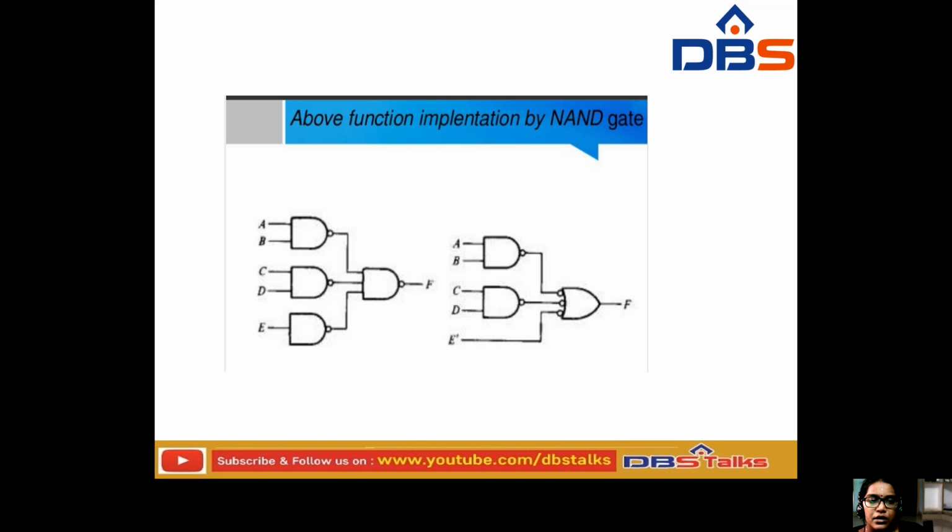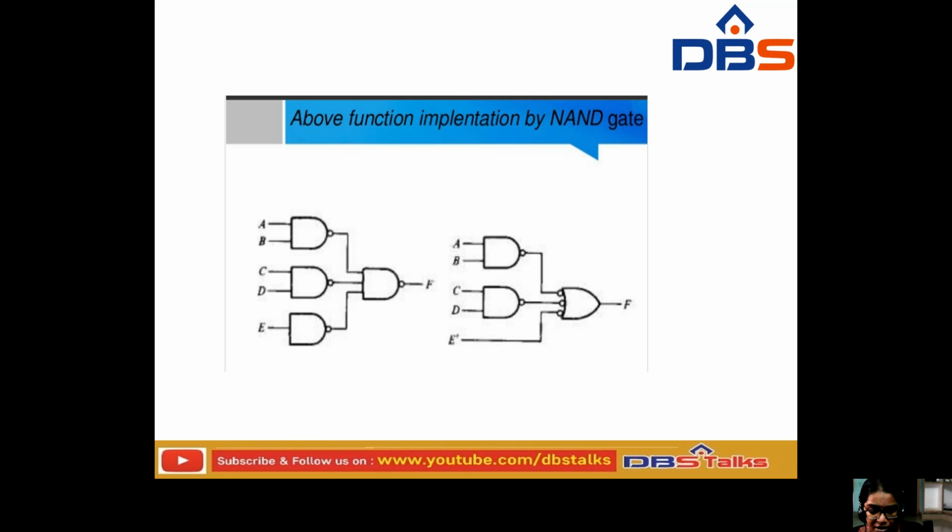This is the NAND gate. See, so (A into B) whole dash, (C into D) whole dash, plus E dash. For that also we have implemented the NAND gate. This is the final output. But here A, B, C, D, E, here E will be dash. So (A, B) whole dash plus (C, D) whole dash, then the resultant outcome will be (A, B) whole dash plus (C, D) whole dash plus E dash. This is the resultant outcome for this particular circuit.